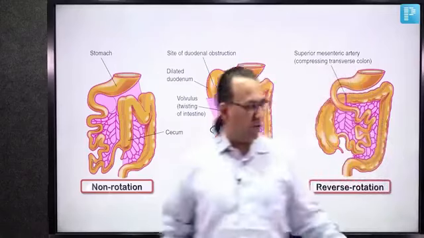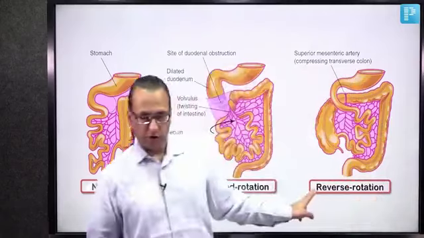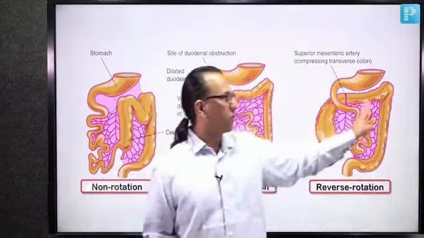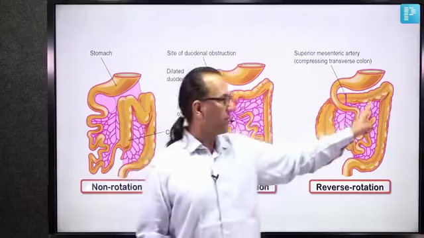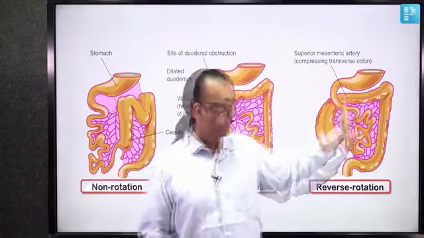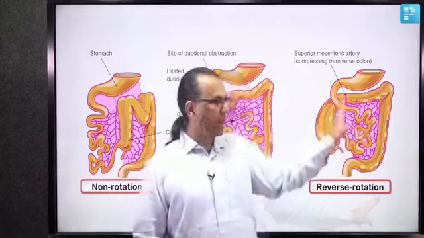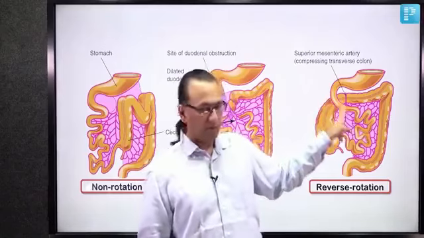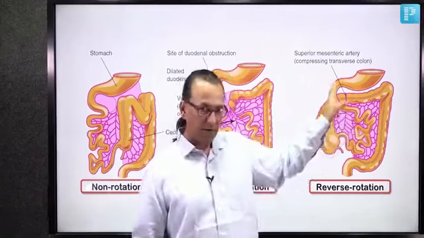And if we are talking about the reverse rotation, the rotation is clockwise and the large intestine came back early. So it is the transverse colon passing behind the duodenum and also behind the superior mesenteric artery, which is compressing the colon. In this case of reverse rotation, you have to bring the colon to a safe place, which is in front of this artery and in front of the duodenum. That is your corrective operative procedure.